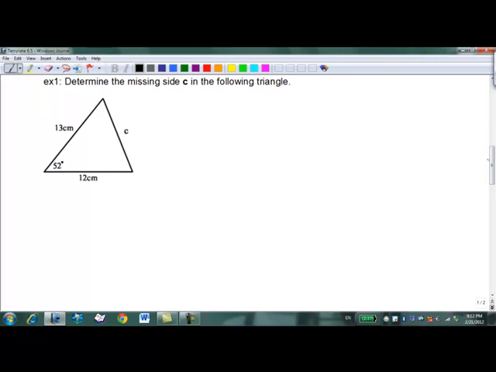So we're trying to figure out the missing side c here. Well, what do we need? We need the little c squared to be a squared plus b squared minus 2ab cos of capital C. And we have c squared, that's what we're solving for. A is 12 squared, b is 13 squared, 2 times 12 times 13, and cosine of our angle, capital C, which is 52 degrees.